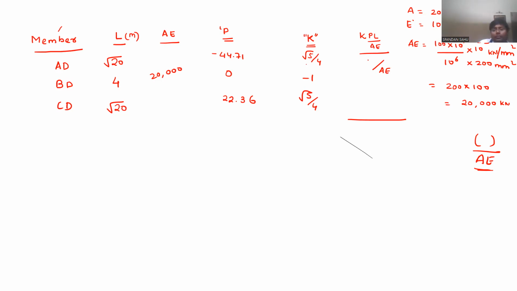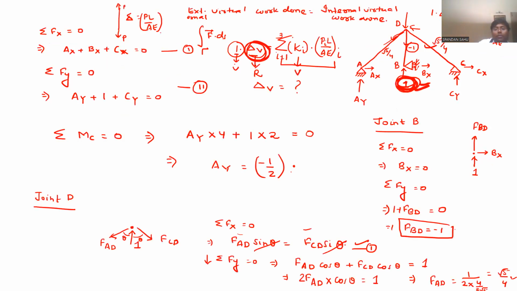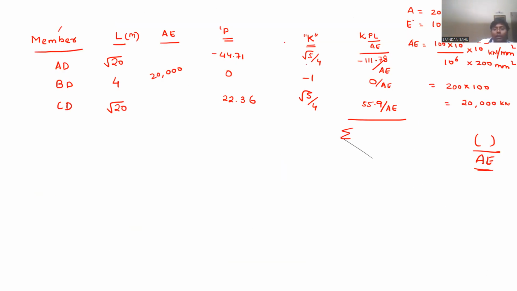Minus 111.77 by AE. Minus 111.78. 0.77. This will be 0 by AE, and this will be 55.9 by AE. So when you do summation, because for total deflection at that point you have to do summation over all the members, so summation of KPL by AE, you will get 55.9 by AE minus.